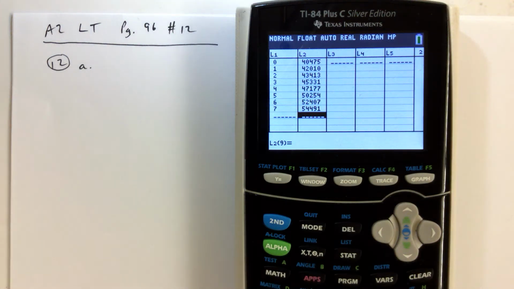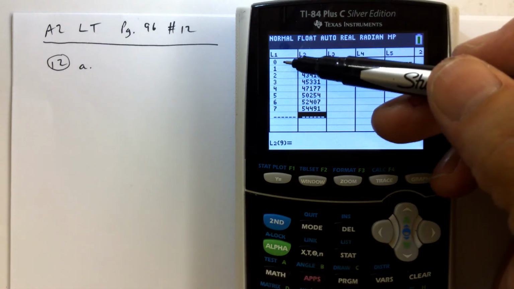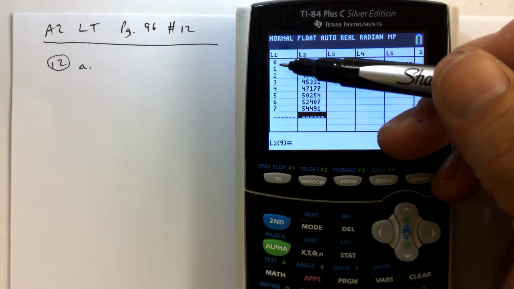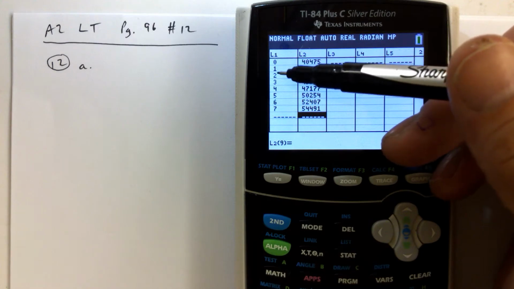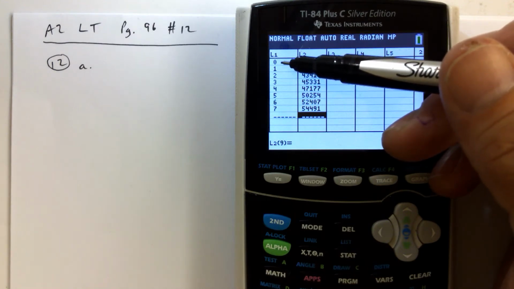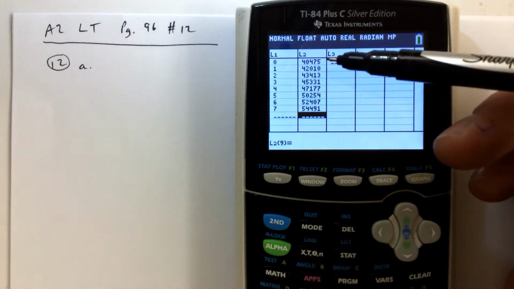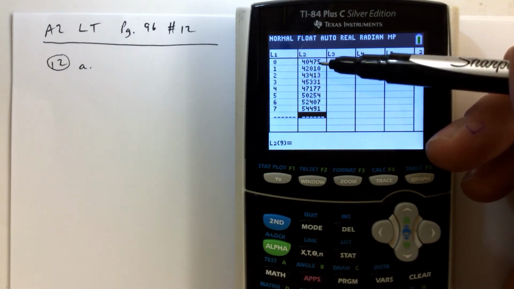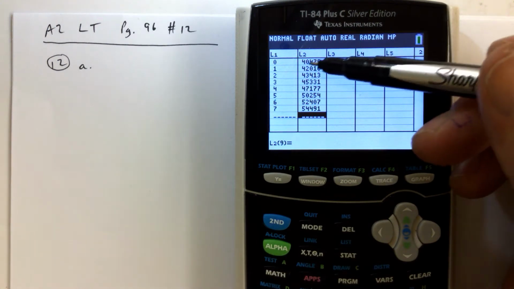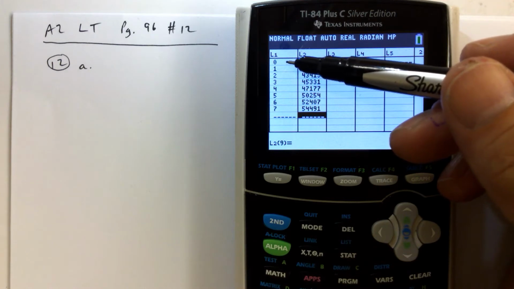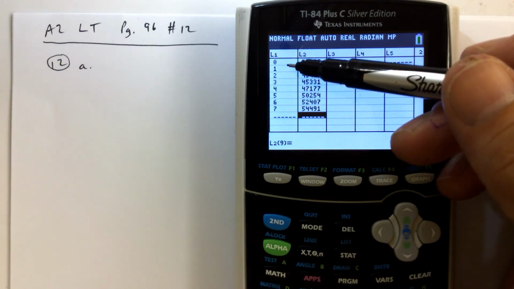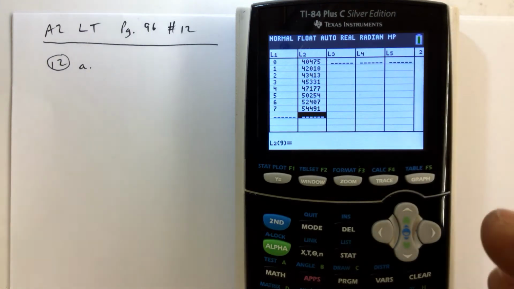For problem number 12A, we're given a lot of numbers. We're given a lot of dates, pork production in China, and I wanted you to be aware that you can designate the x value of 0 to be the year 2000. So let's say x is the number of years after the year 2000. This is a helpful tool, so you don't have to keep typing in the same numbers over and over again. So 0 represents the year 2000, 1 represents the year 2001, and I've already input all the data.